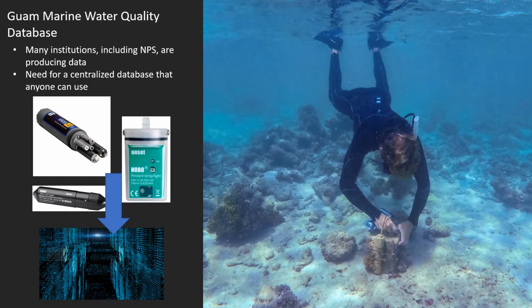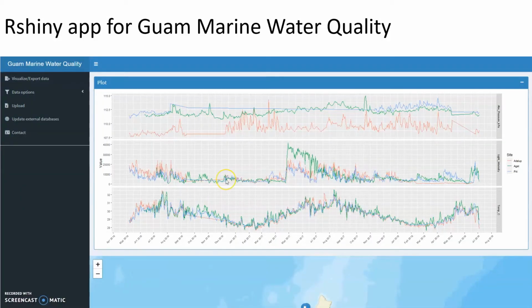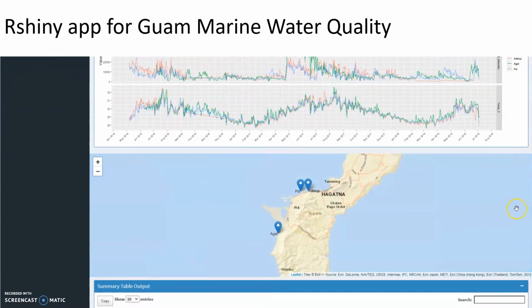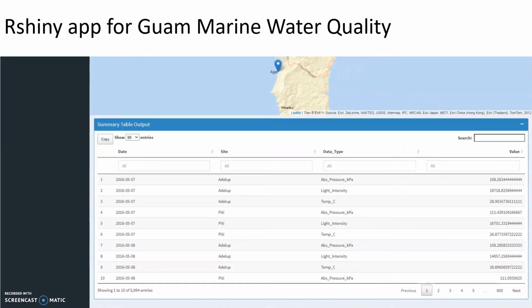The first part of my project was standardizing, quality controlling, and concatenating NPS Guam's water quality data. Then I took this dataset and built a web app with RShiny so that anyone can easily visualize and manipulate it. Here you can see tidal, light intensity, and temperature data over time for the 3 NPS sites. Additionally, here's a little map showing our site locations and a data table with the raw data.